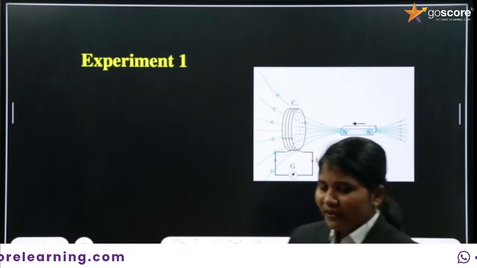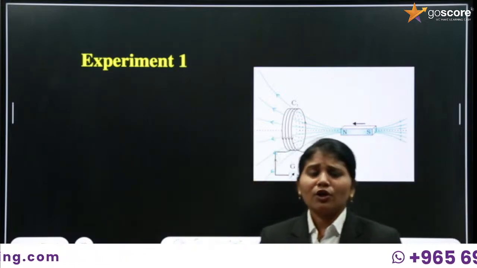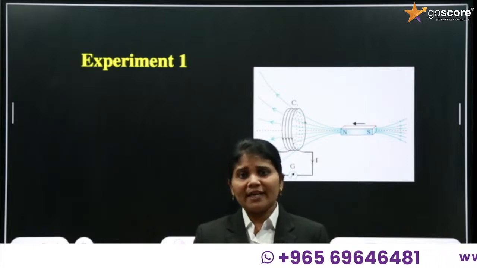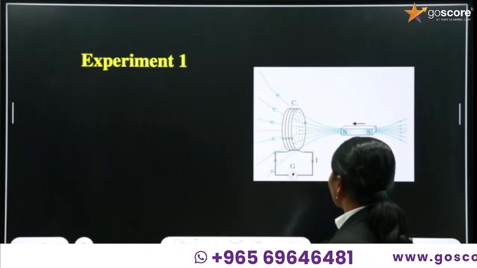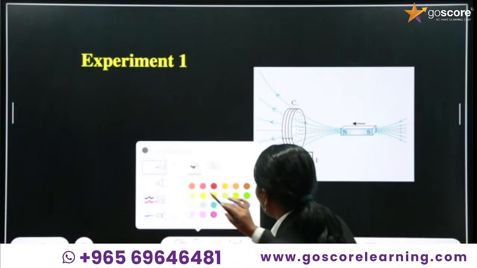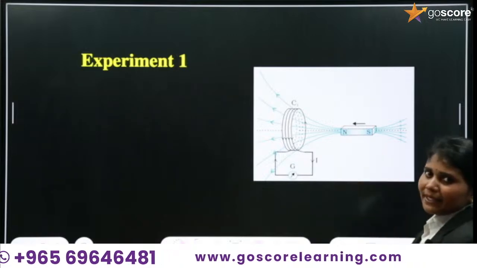So Faraday and Henry did a lot of experiments. Of those, three are the main experiments. The first one is experiment 1. Here they are taking one magnet.